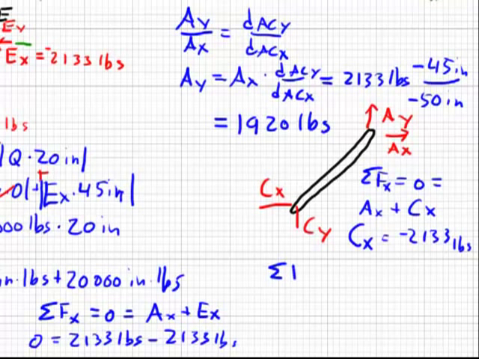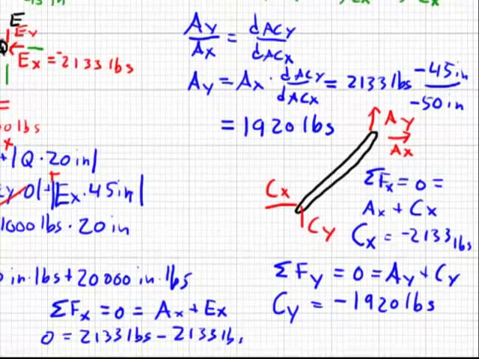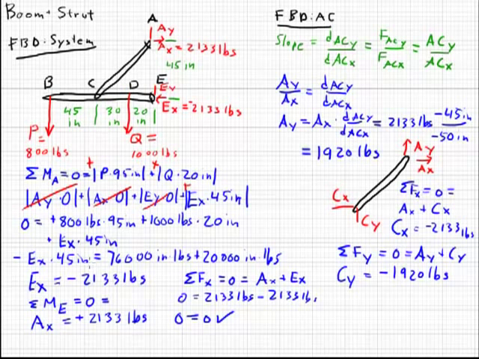Likewise, adding up the forces in the y direction, they must equal 0. AY plus CY, since we determined that AY is 1,920 pounds, then solving for CY, CY must be negative 1,920 pounds. We'll just finish this off by putting the arrows on the x and y components of C.